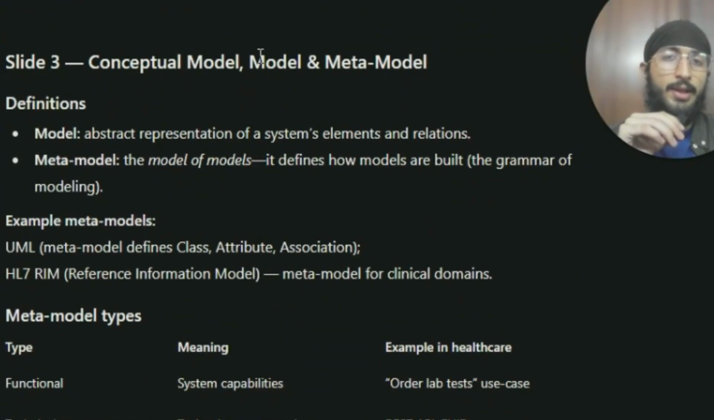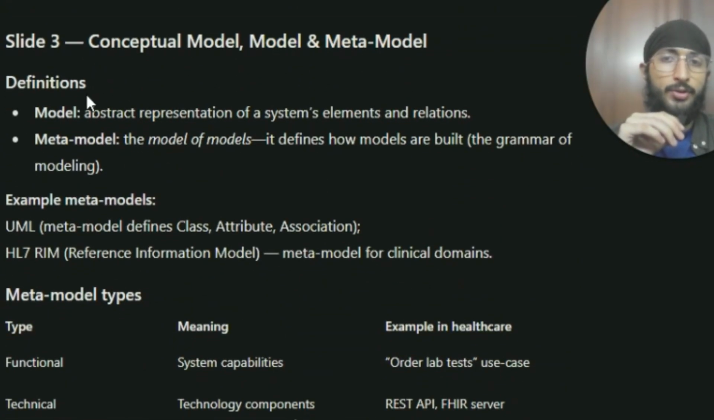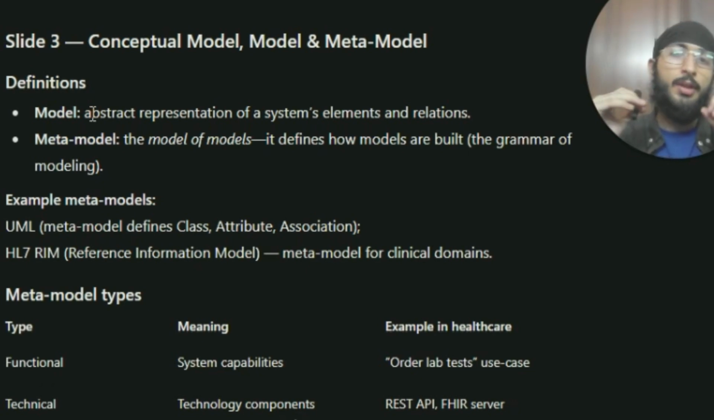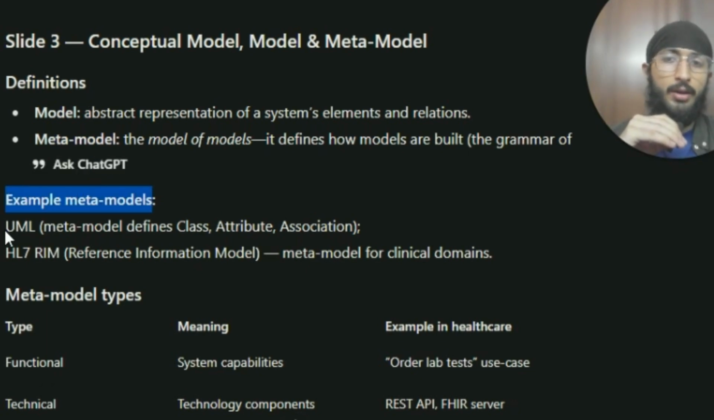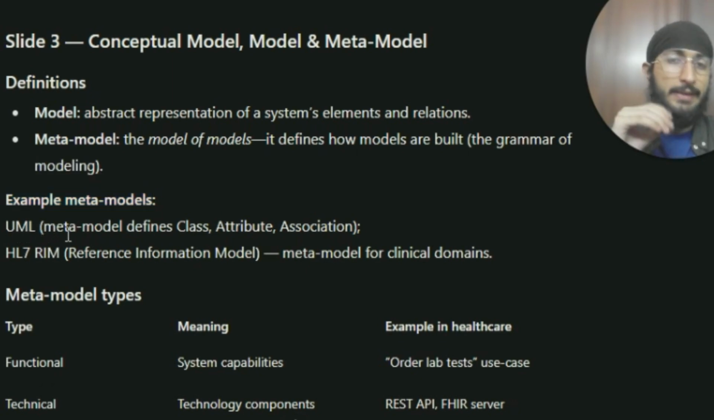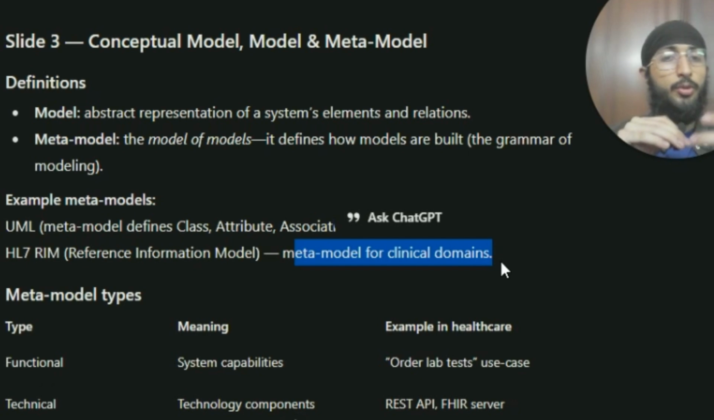Now, conceptual model, and a meta model. What these are? So, definitions: model is basically an abstract representation of a system's elements and relations. Meta model is the model of models. It defines how models are built. That is the grammar of modeling. For example, meta models are UML. UML is a unified modeling language, which is a meta model that defines class, attribute, and association. Then you have HL7 RIM, which is the reference information model, which is a meta model for clinical domains, right?